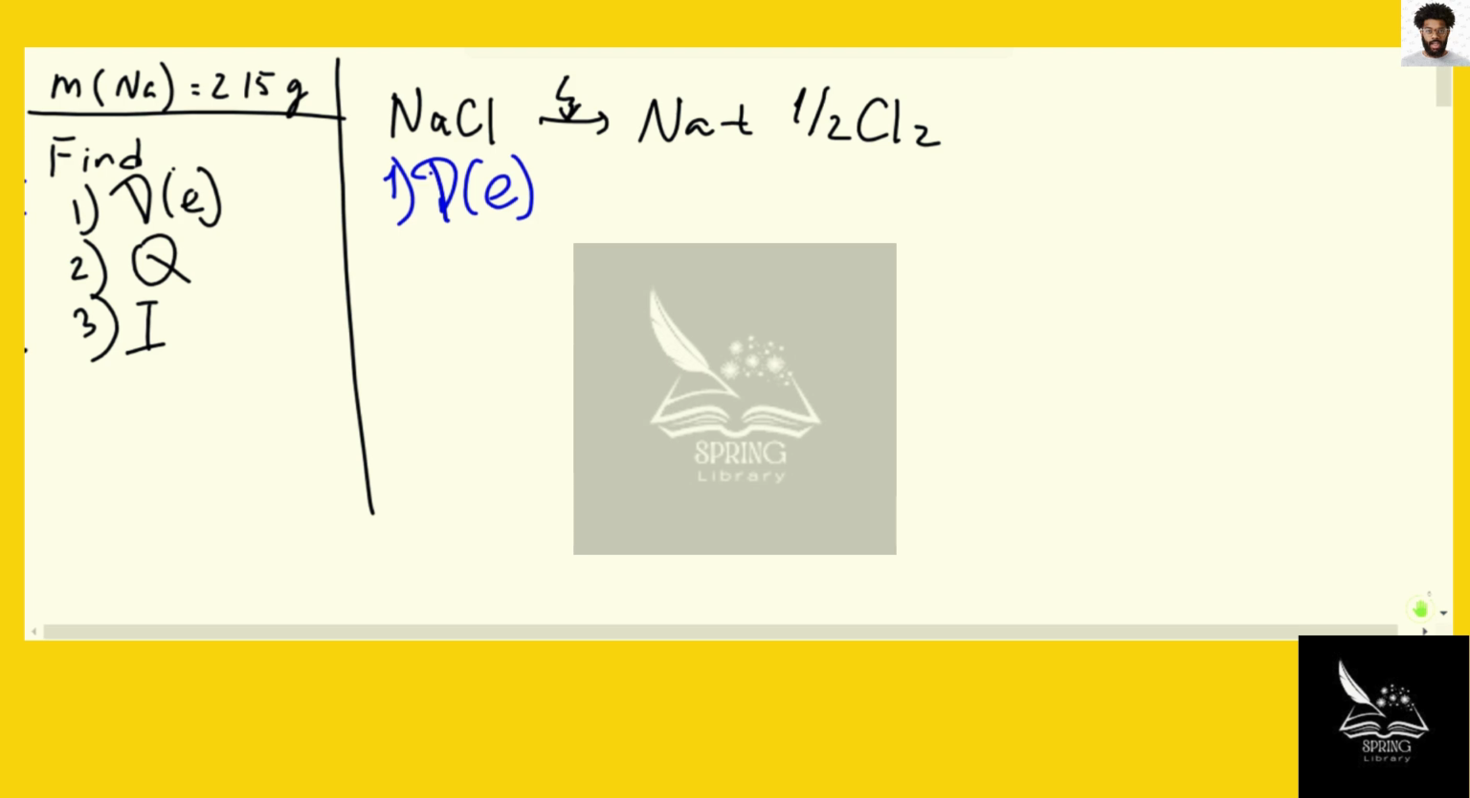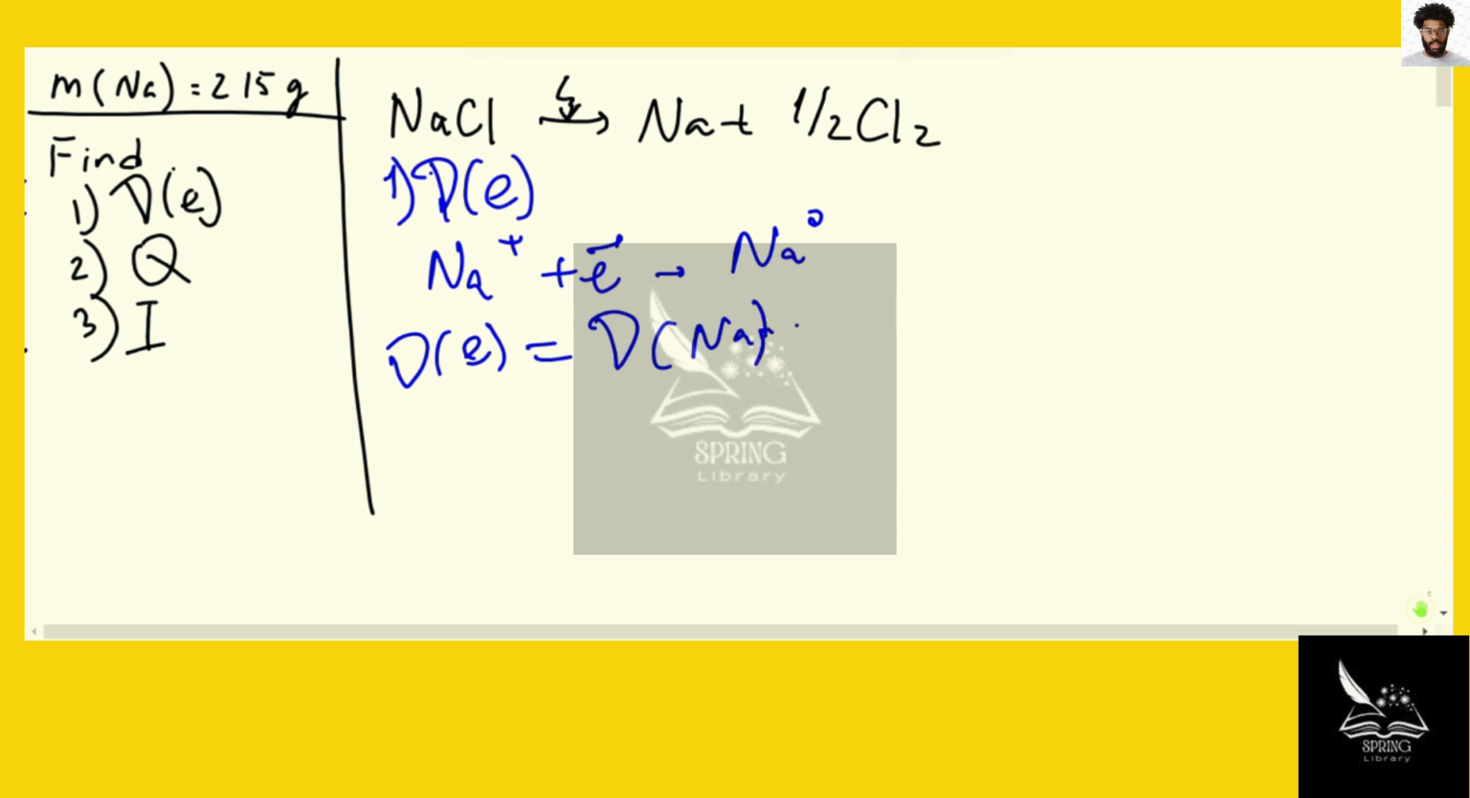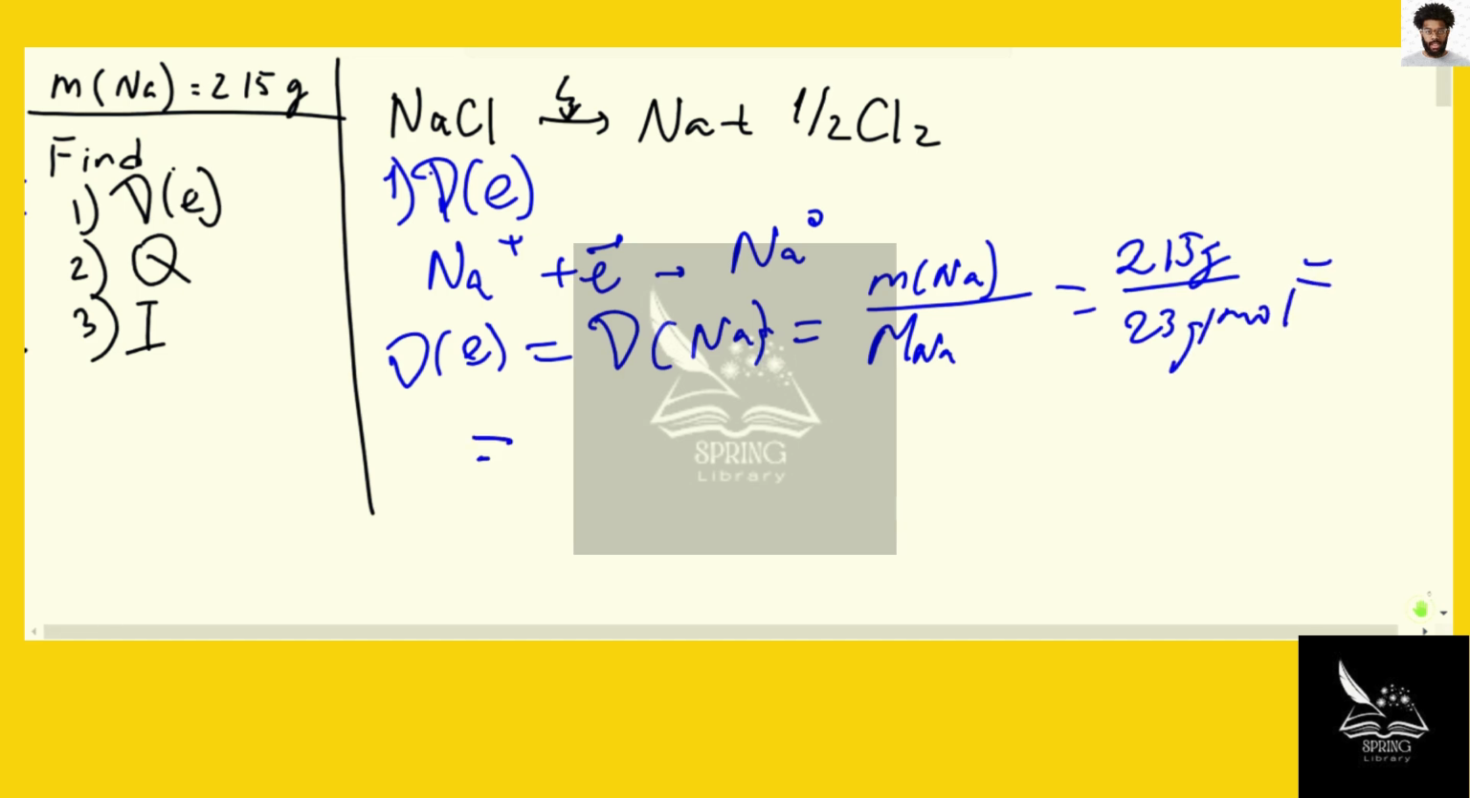In order to calculate it, we have to write down first the half reaction of sodium reduction. So sodium plus receives 1 electron and is reduced to sodium 0. Therefore, the number of moles of electrons required to complete this process equals the number of moles of sodium formed as a result, which is the mass of obtained sodium divided by the molar mass of sodium metal. So it is 215 grams divided by 23 grams per mole, which equals 9.35 moles.